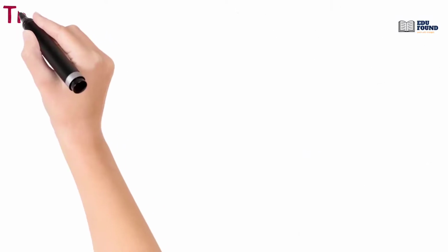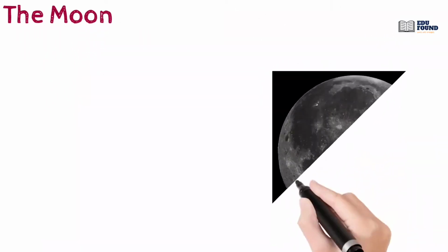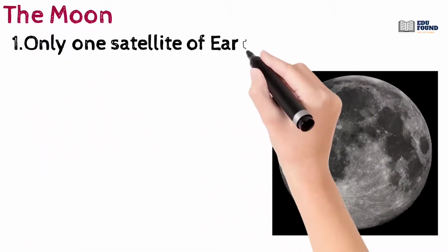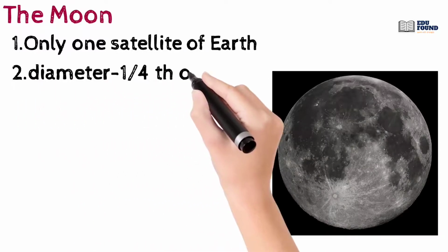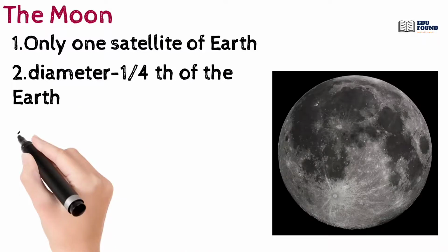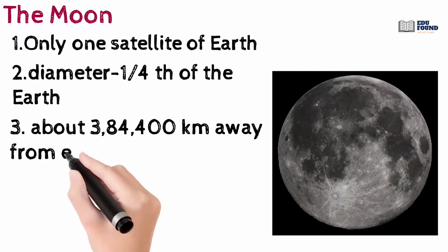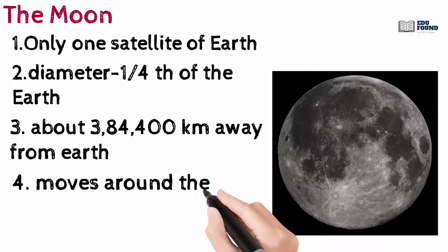The Moon, the only satellite of Earth. In the case of Saturn and Jupiter, lots of satellites are there. But in the case of Earth, only one satellite, that is the Moon. Its diameter is 1/4 of the Earth and it is about 384,400 kilometers away from Earth. It moves around the Earth in about 27 days.